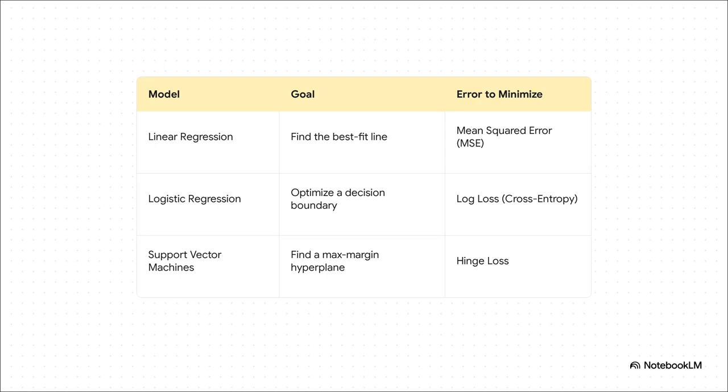For something like linear regression, it's trying to find the best fit line by minimizing one kind of error. For logistic regression, it's trying to draw a perfect decision boundary by minimizing a totally different kind of error. For support vector machines, a different goal and a different error metric again. The problems are different, the data's different, but the core engine doing the work, that's always gradient descent.